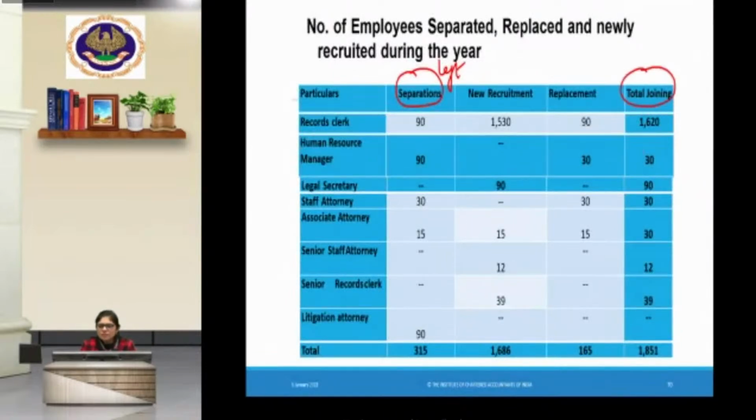Out of total joining, 1530 the new recruitments and the replacement. How you will find the replacement? 1620 is the total joining. 90 have separated. So that means 90 must have been replaced. All right. So this must have been replaced. And the balance is the new recruitment.